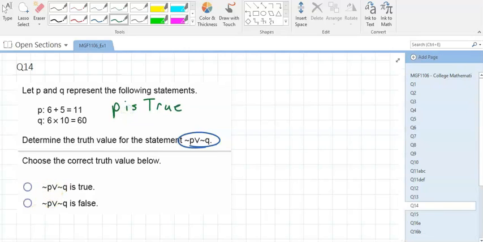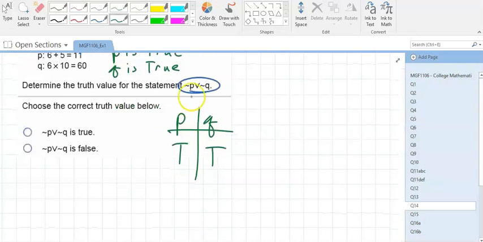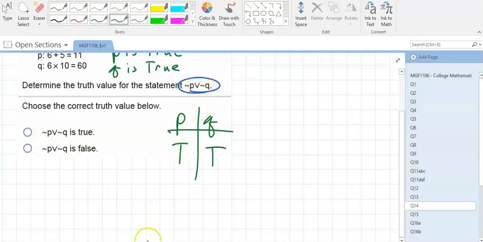Down here on Q it says 6 times 10 equals 60. Is that true? So we now know that Q is true. So we're only going to look at this truth table where P is true and Q is true. You're not doing everybody. So we want to know what is the truth value of this, negate P or negate Q, when P is true and Q is true.